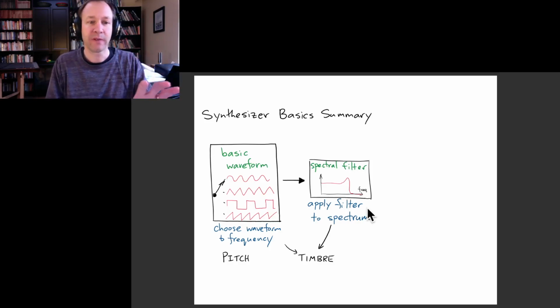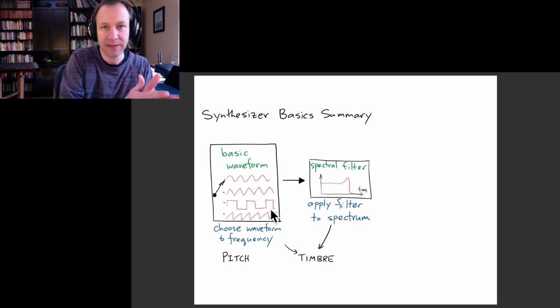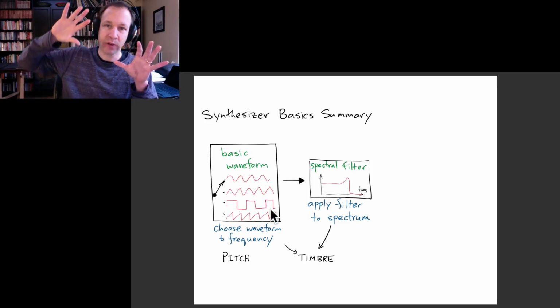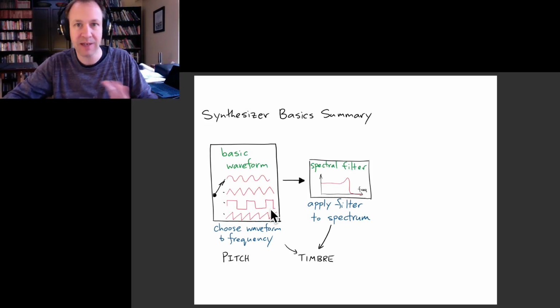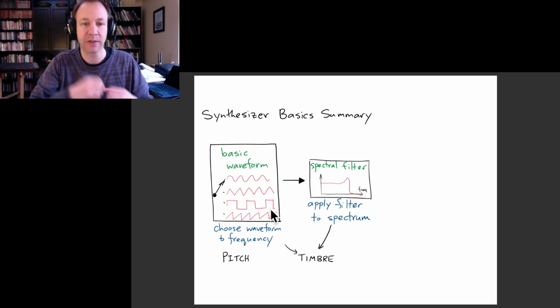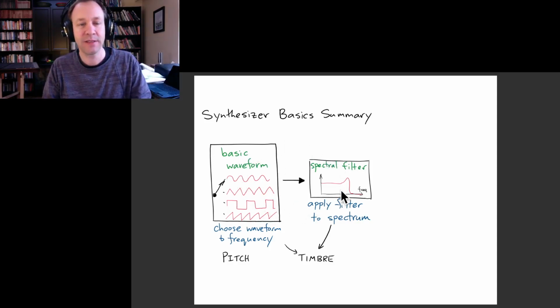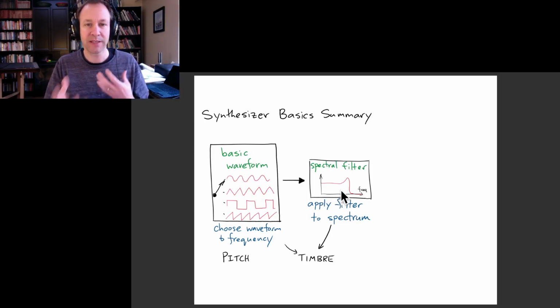So these waveforms are going to be a combination of a fundamental tone and harmonics, and we're going to suppress certain harmonics and emphasize other ones. And so this is a spectral filter. So the combination of these two steps will produce our basic tone with a certain pitch and a certain timbre. And so far that's going to be just a continuous tone.